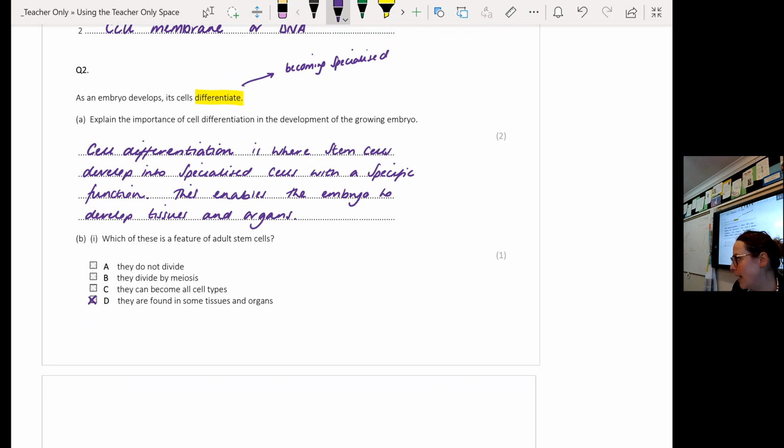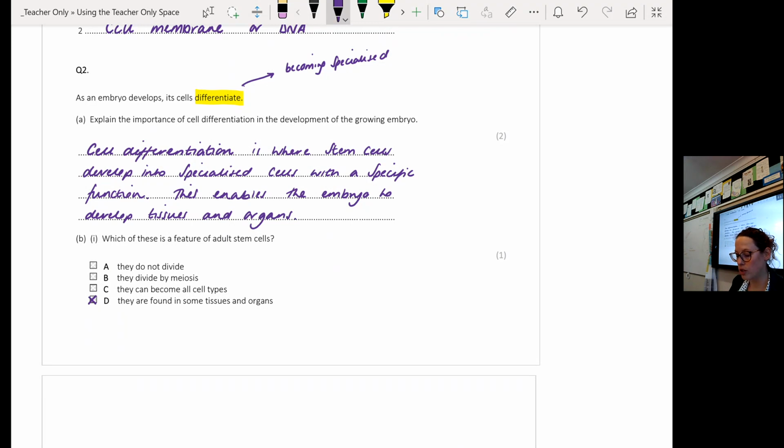Adult stem cells cannot become all of those different cell types. Adult stem cells can only become a limited number of cell types. So, for example, adult stem cells found in the bone marrow can only become blood cells. They can only become white blood cells, red blood cells, and platelets. They can't become brain cells. They can't become nerve cells, because they are very limited. And that's the difference between the two.